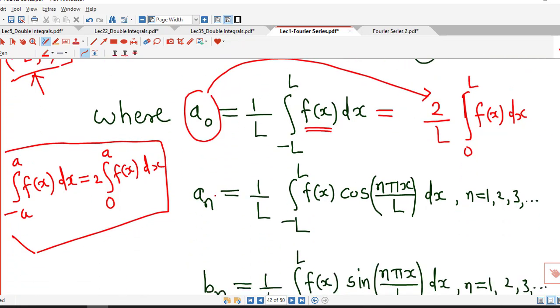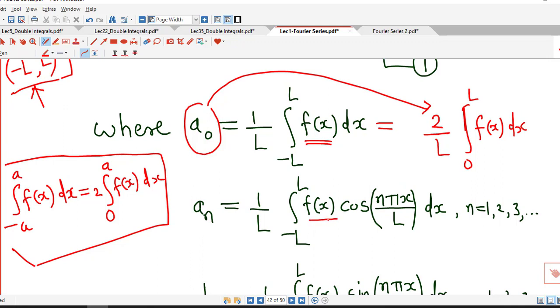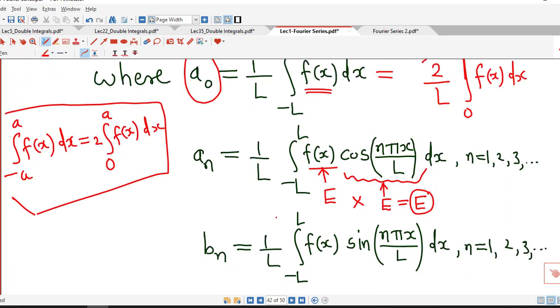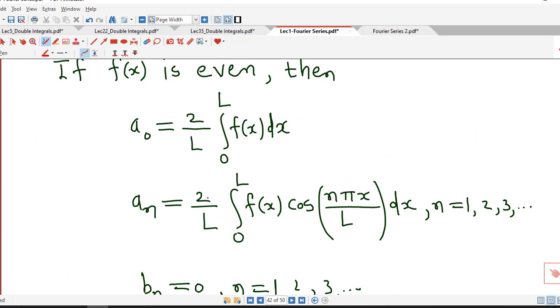Similarly, we check the remaining two formulas. Here f(x) is even, and we have the cos function in the multiplication. We know that the cos function is also even, and the product of two even functions is even. So the integrand is an even function. Here also we can write 2 times the integral from 0 to L of f(x) cos(n pi x/L) dx into 1/L. So the formula for an will be 2/L times the integral from 0 to L of f(x) cos(n pi x/L) dx if f(x) is even.